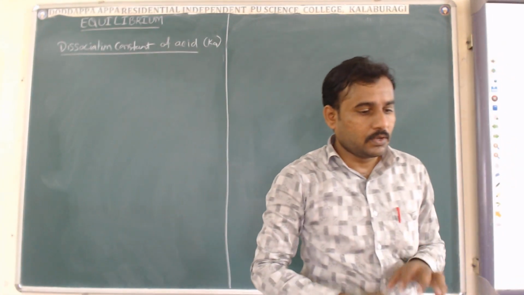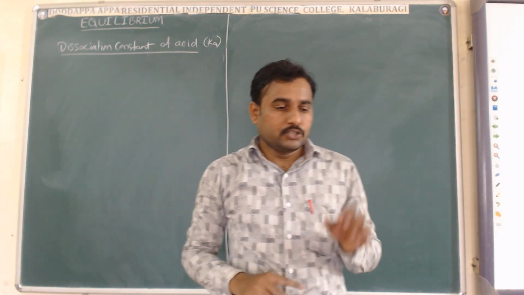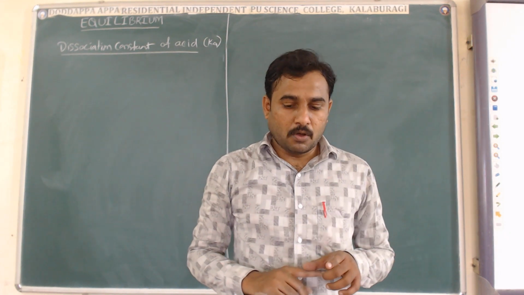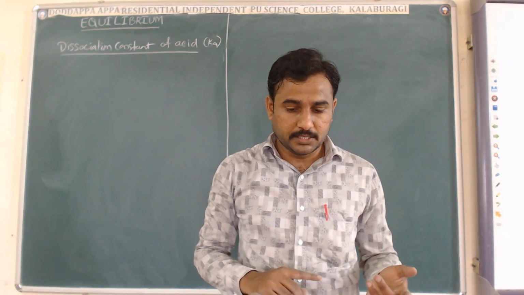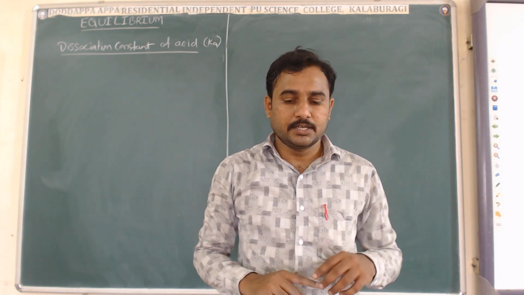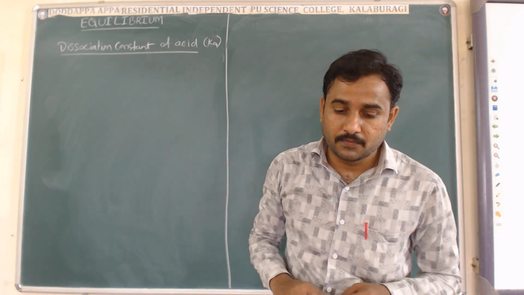In the last class also I had explained the dissociation constant of acid. So here, it is the dissociation constant Ka. It is the ratio of the product of molar concentration of the dissociated ions to the molar concentration of the undissociated molecules of the acid. It is called the dissociation constant of an acid.